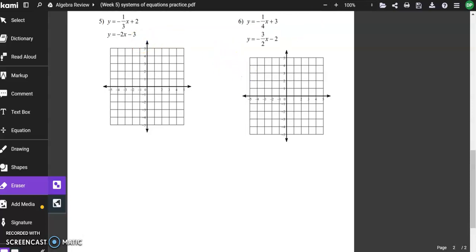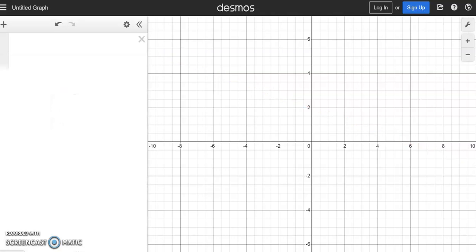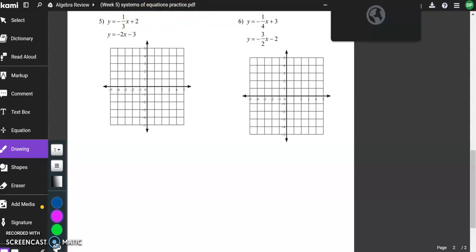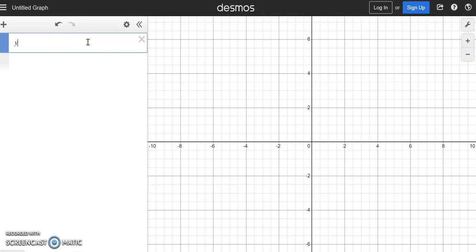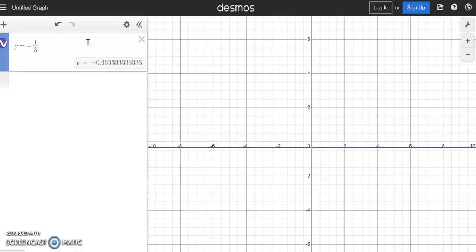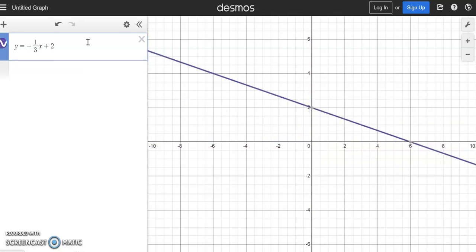Okay guys, today we are going to talk about graphing systems of equations using Desmos, and we're going to find our solution, which is just where the lines cross. So to start, all I have to do is take my equation, y equals negative 1/3 x plus 2, and plug that into Desmos. So y equals negative 1/3 x, make sure my x is out here, plus 2. Okay, and it's graphed nicely here.